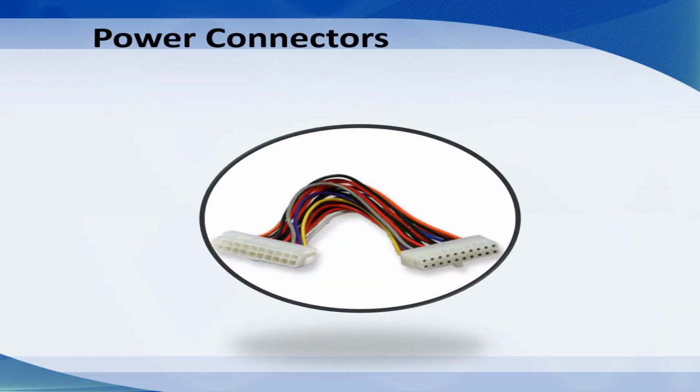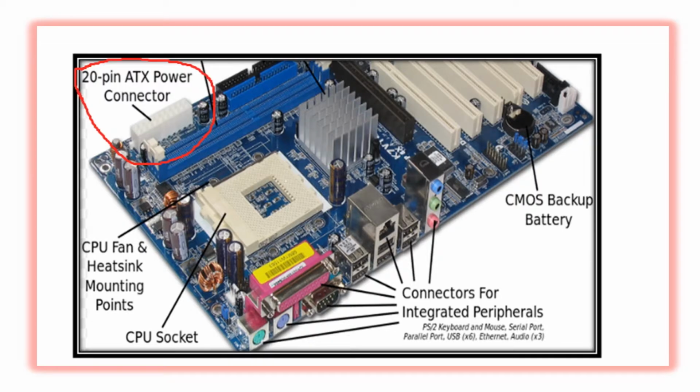The third component is the power connector. Power connector, which is known as the 20 or 24 pin connector, can either be located close to the CPU socket or near the right edge of the motherboard. At this point, the main connector of power supply gets attached and provides power to the motherboard and its components.